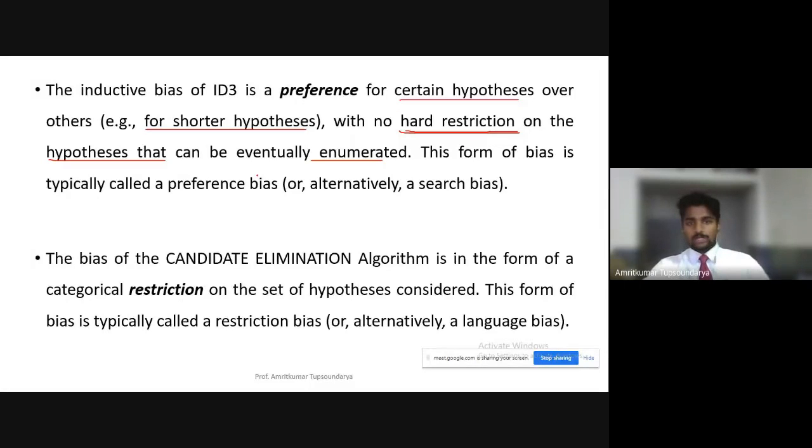Now, this particular form of bias used by ID3 is typically called a preference bias, or alternatively a search bias. We also name it a search bias. I hope the example I've given just now is clear. That is the decision tree. If you can recall, playing tennis, we had a decision tree. We had a root node.